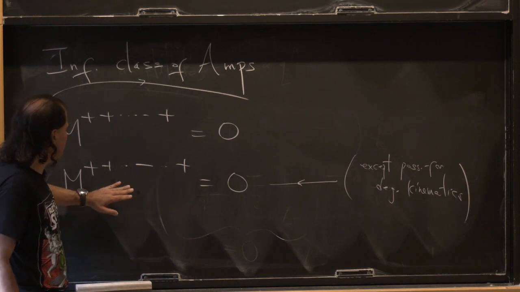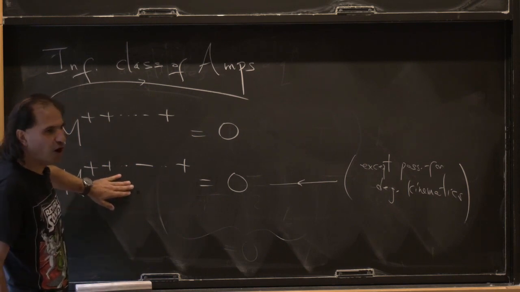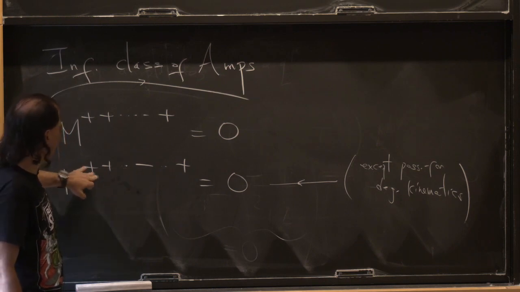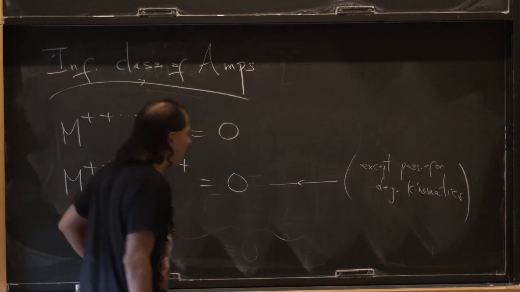In practice, what this means is that the only amplitude for generic kinematics for which this is non-zero is the 3-particle amplitude.